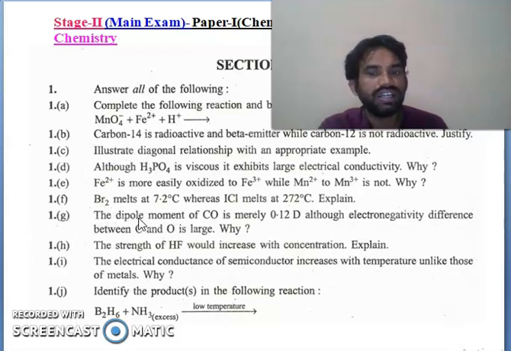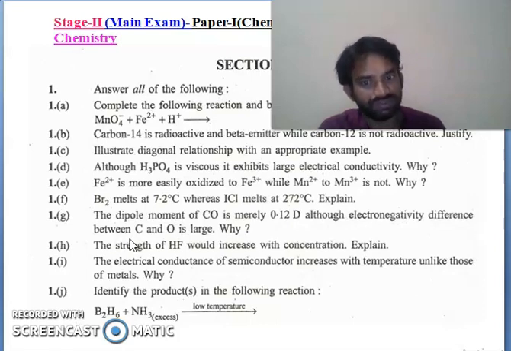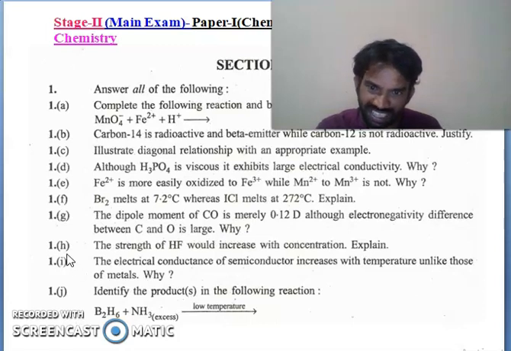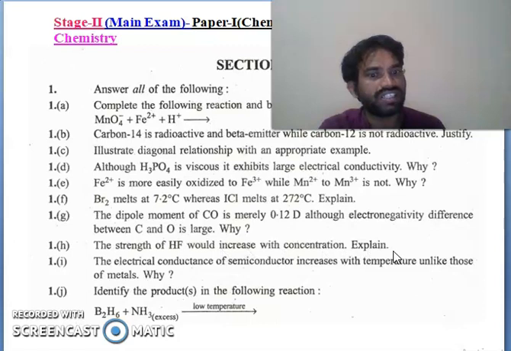First one, G: the dipole moment of carbon monoxide is 0.12 D, although the electronegativity difference between carbon and oxygen is large. Why? Next, H: the strength of HF could increase with concentration. Explain. Next, I: the electrical conductance of a semiconductor increases with temperature, unlike that of a metal.